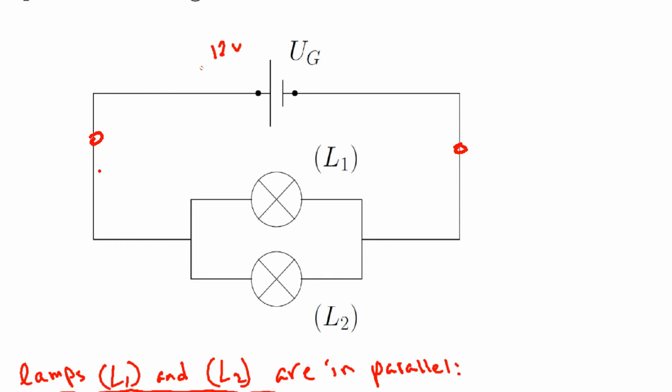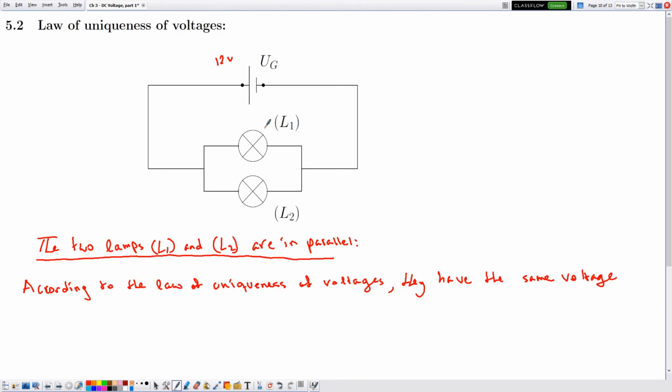The first terminal of the battery is connected to the first terminal of the lamp L1, and the second terminal of the battery is connected to the second terminal of the lamp L1. Therefore the battery and the lamp L1 are in parallel, which means that the battery, the lamp L1 and the lamp L2 are in parallel. So the voltage across L1 is 12 volts and the voltage across L2 is also 12 volts. Then in this case UG is equal to the voltage across the lamp L1, which is U1, equal to the voltage across the lamp L2, which is U2. So these are the two laws of voltages.